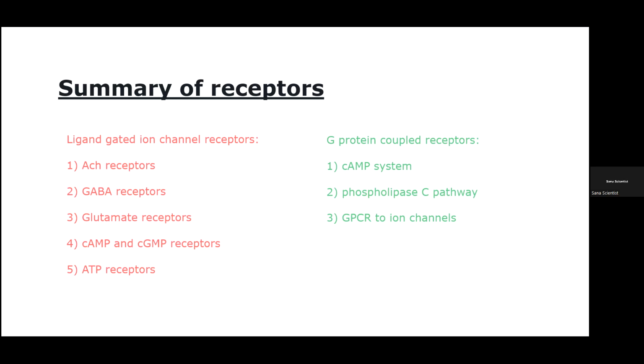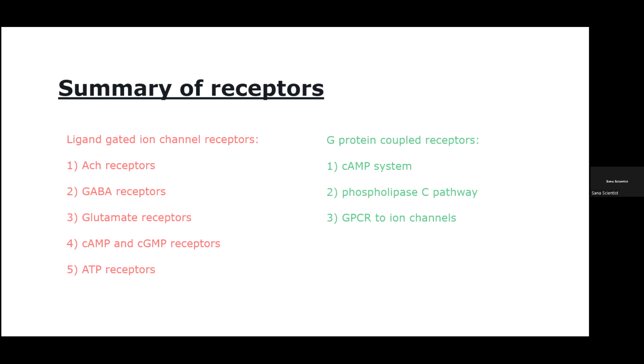So the whole point is that the ligand is bound, and then the ions, such as sodium and potassium, pass, and then we have the effect. What is important to remember is the structure of the acetylcholine receptor, the GABA receptor, the glutamate receptor, and the rest of them. So make sure that you know the structures, that is, how many membrane spanning components they have.